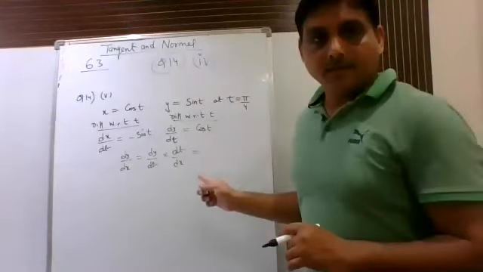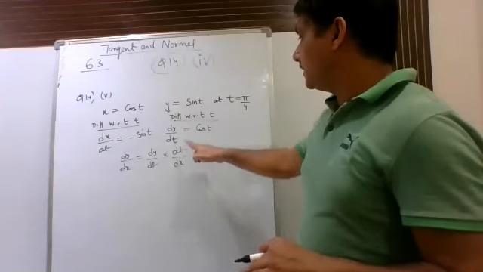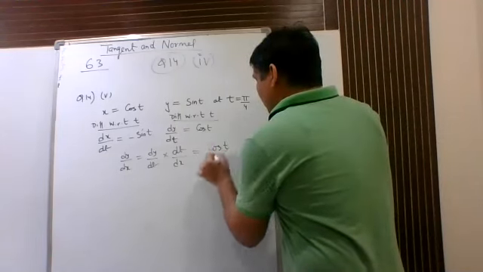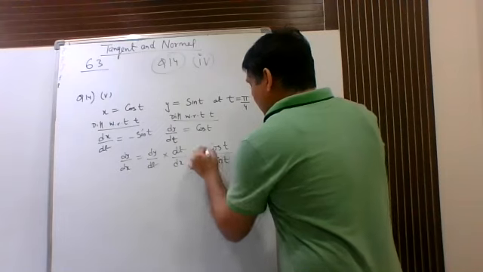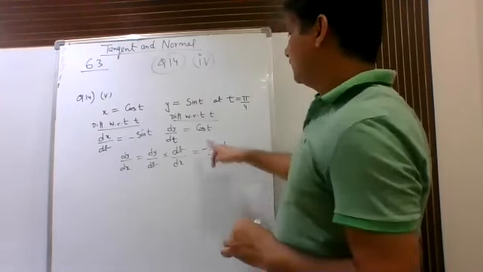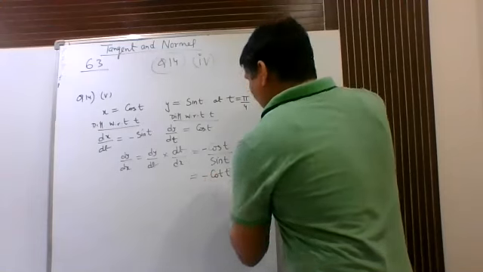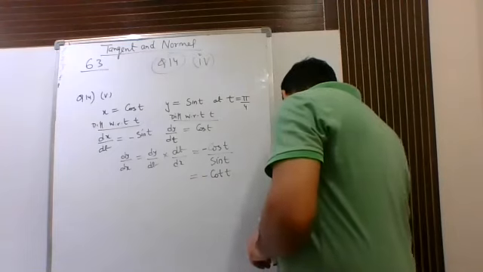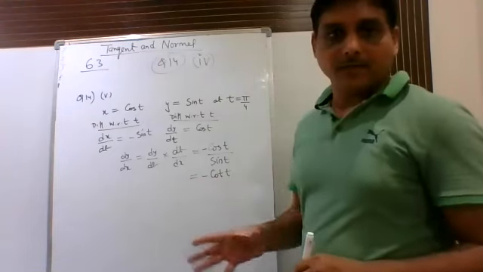This is what we can write: dy upon dt into dt by dx. Put the value of dy upon dt as cos t, so cos t upon minus sin t. So you will get this as minus cot t, right? So this is what we will get as the derivative dy upon dx using parametric form.